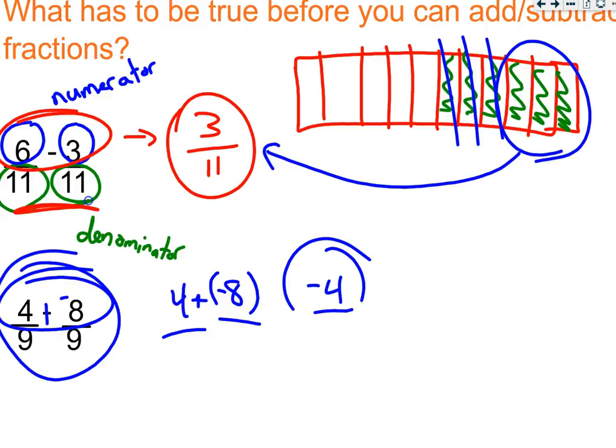Always make sure you keep that denominator on there. If ever you can simplify, please do. In these two cases, they are already simplified. They are already in simplest form.